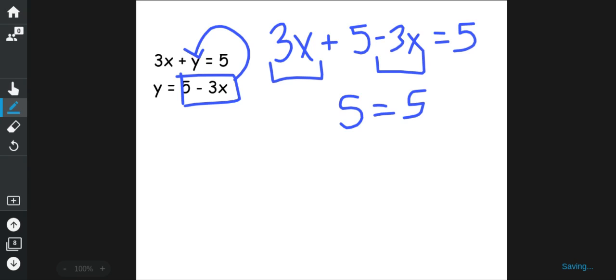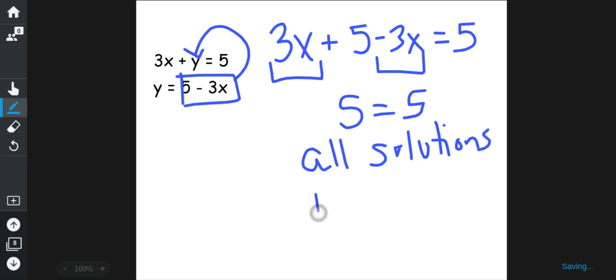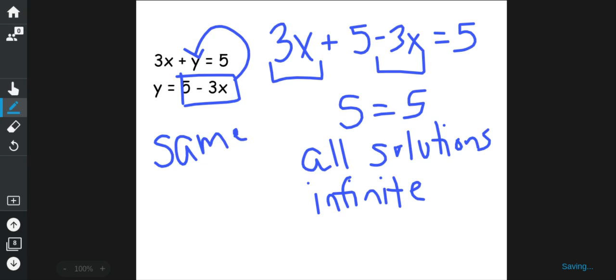When we get something like this, where we have no variables and it's a number equaling a number, it's all solutions. And you might see something like infinite solutions. Okay, and what this means is that it's the same line. That's why it's all solutions, because if you graphed both of these lines, you would get the same thing right on top of it. It's the same line.